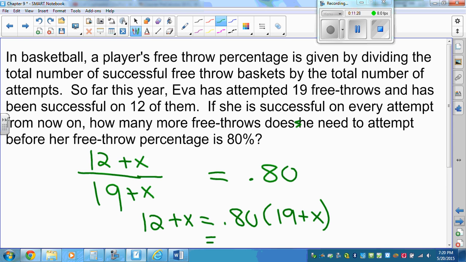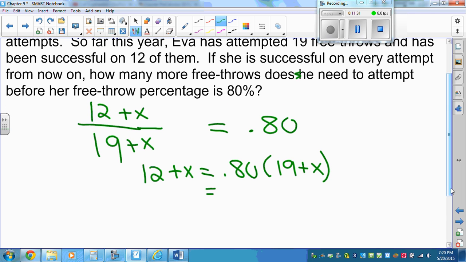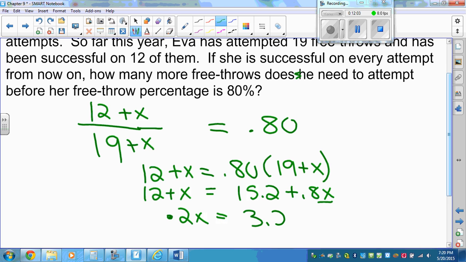Okay. Expanding that, getting x by itself. I am going to get 12 plus x equals 15.2 when I did 19 times 0.8 plus 0.8x. Okay. I want x's on the left side and numbers on the right side. So I have x. I'm going to subtract 0.8 of an x. I'm going to get 0.2x. I have 15.2. I'm minusing 12. So I will get 3.2.